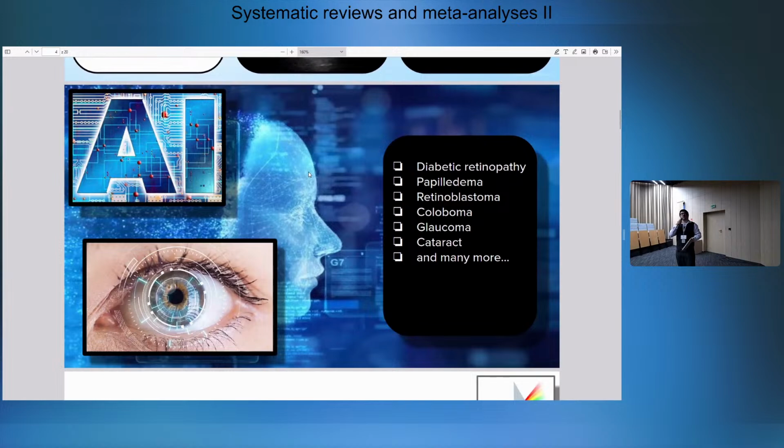A novel technology called artificial intelligence has already been applied in various fields of medicine and ophthalmology, including diagnosis of diabetic retinopathy, papilledema, retinoblastoma, coloboma, glaucoma, or cataract, as well as the management of surgeries with artificial intelligence.